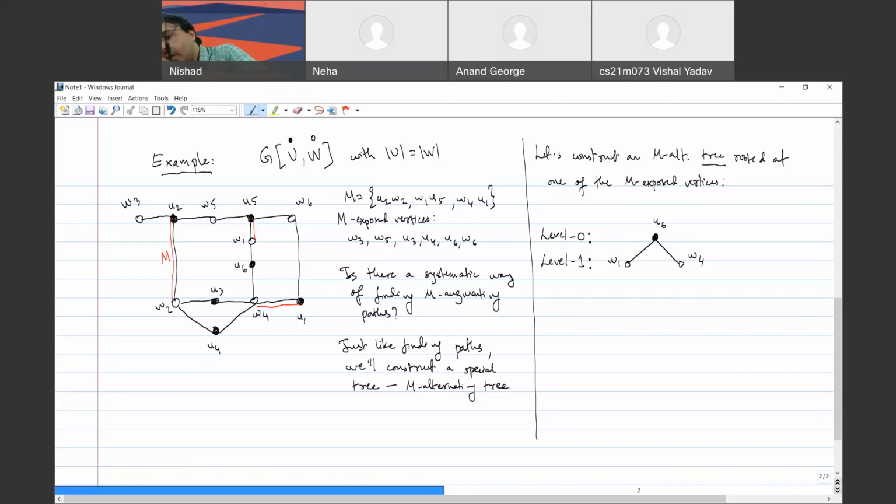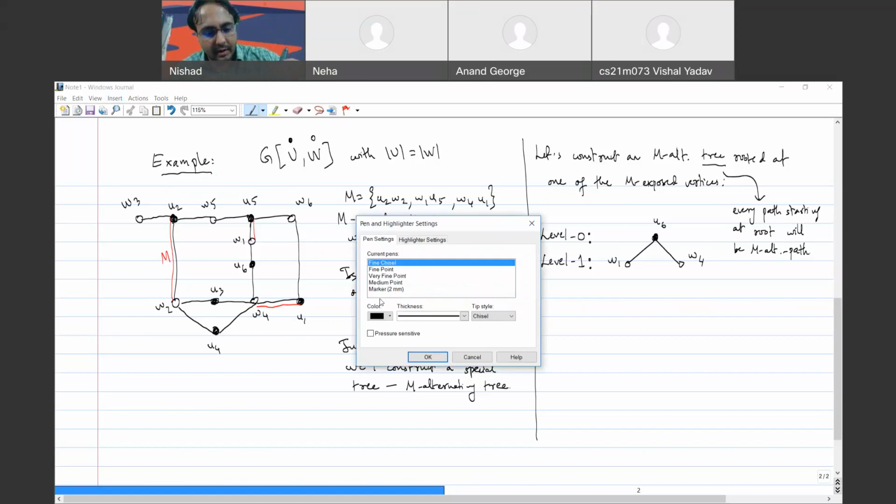So this tree, one of its properties will be the following. Every path starting at the root will be an M alternating path. Okay. So now we are at an odd level, level 1. Which edges should we consider? Should we consider the matching edges or the non-matching edges? We want to consider the matching edges because we want to make sure that all paths in this tree starting at the root are actually M alternating paths. Okay. So at this level, we are going to only consider the matching edges.